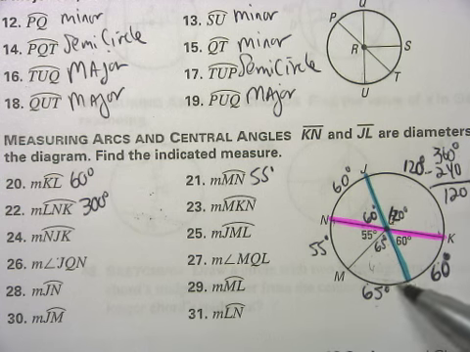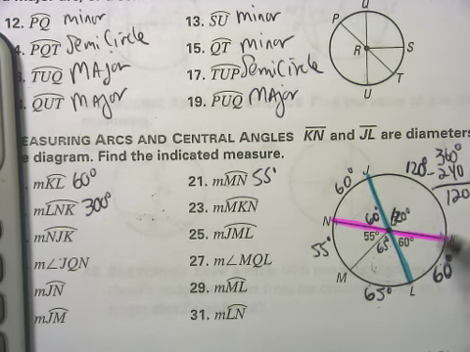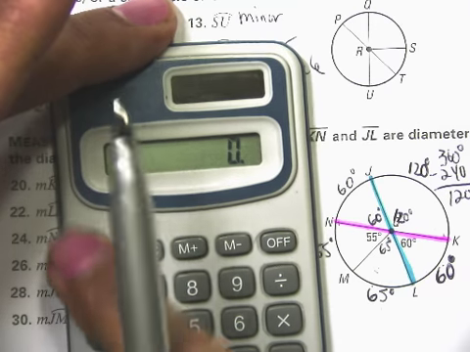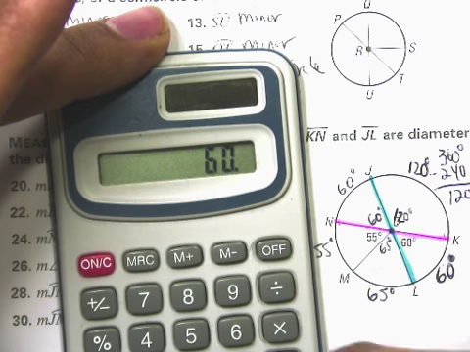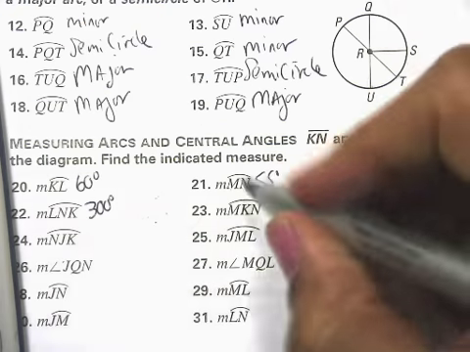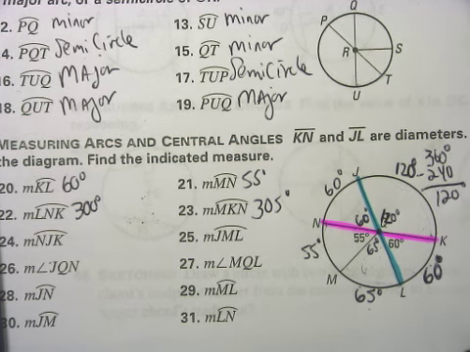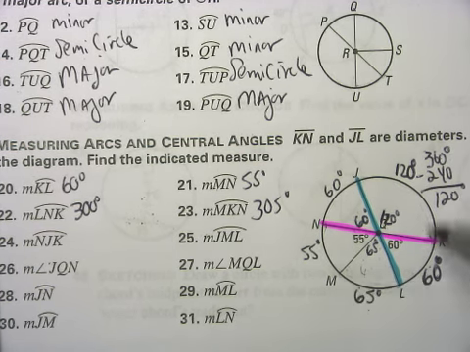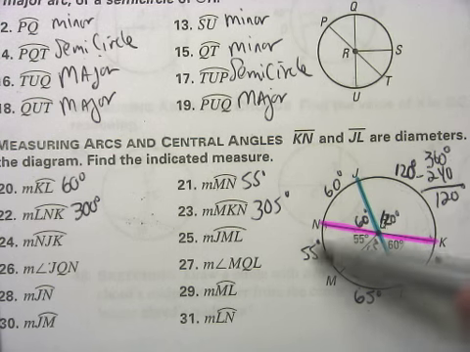Let's take a look at number 23, arc MKN. Well, here's M to K to N. Let's add these together. So M to K to N. So I'm going to add 65, 60, 120, and then the 60 here. Let's go the long way. MKN. Let's add all those up. So 65 plus 60 plus 120 plus 60 degrees gives me 305 degrees. So the measure of arc MKN is 305 degrees.